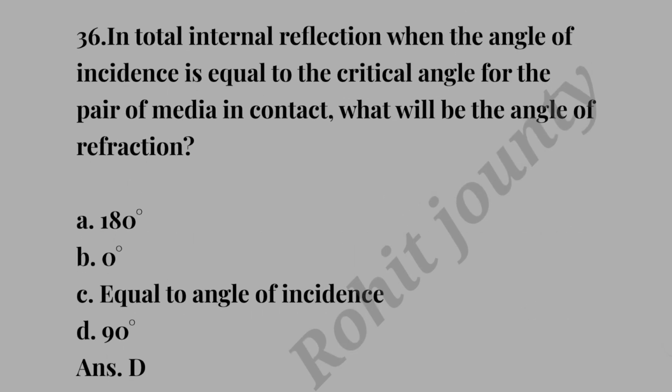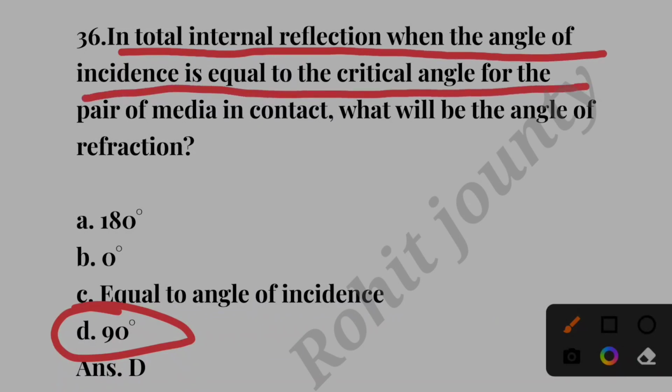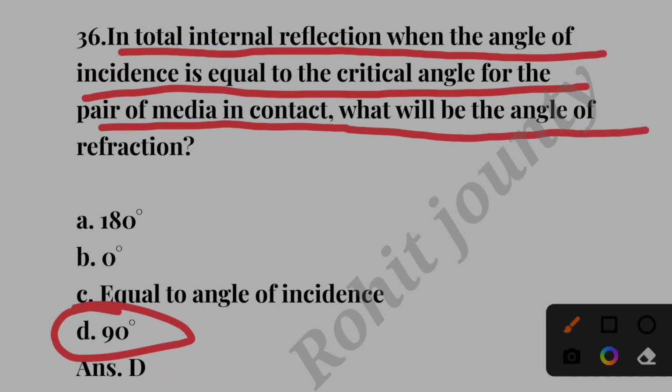Question number 36. In total internal reflection, when angle of incidence is equal to the critical angle for the pair of media in contact, what will be the angle of refraction? Option A, 180 degree; option B, 0 degree; option C, equal to the angle of incidence; option D, 90 degree. The correct answer is option D, 90 degree. In total internal reflection, when angle of incidence is equal to critical angle for the pair of media in contact, what will be the angle of refraction? The angle of refraction is 90 degree. Option D is the correct answer.